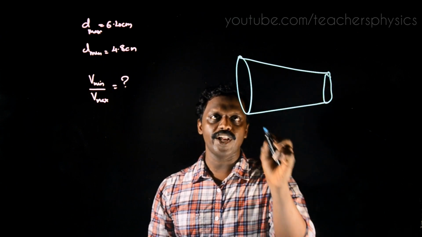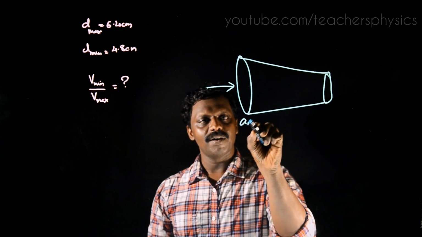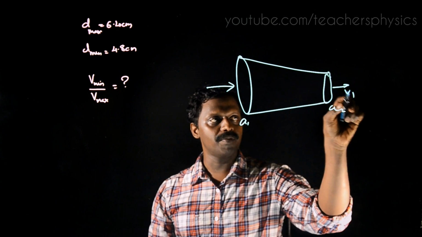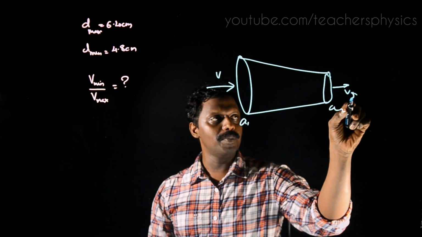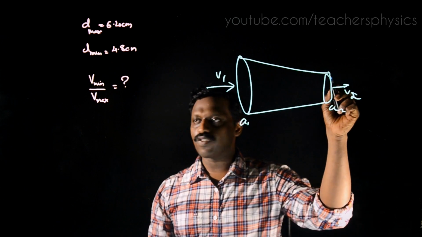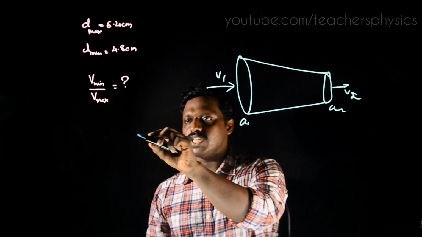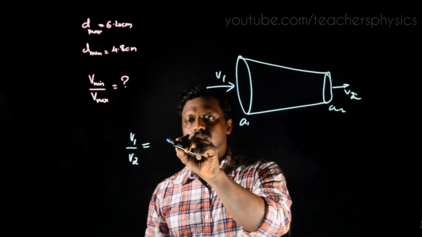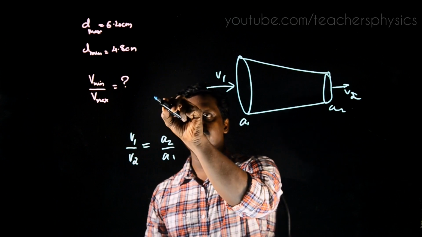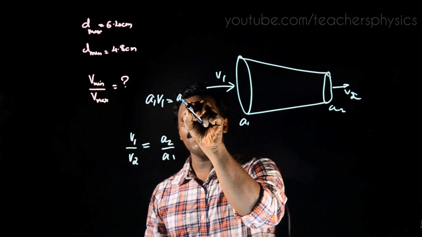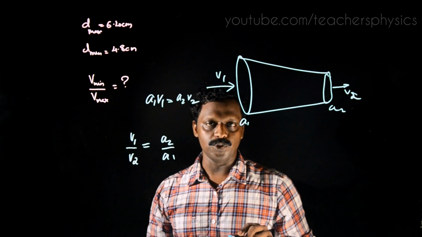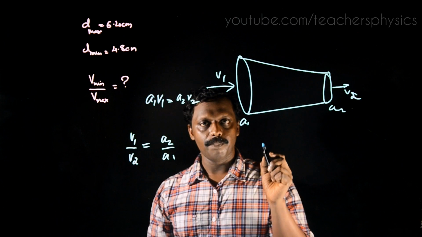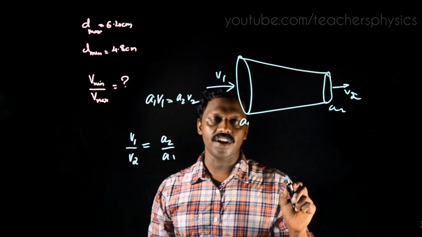So from the equation of continuity, we know that when fluid flows through non-uniform cross-section, the velocity will be maximum where the cross-sectional area will be minimum. Therefore, the ratio of minimum to maximum velocity is V1 by V2, which is equal to A2 by A1, as it follows from the equation of continuity A1 V1 equal to A2 V2. This is arising from the fact that the mass of fluid per unit time across the cross sections are equal.